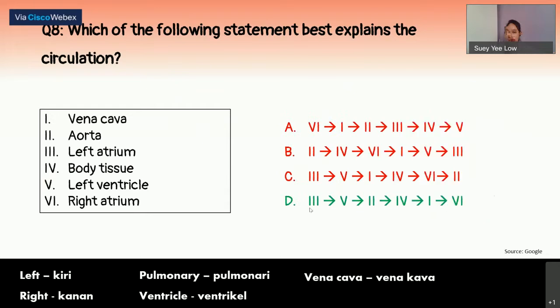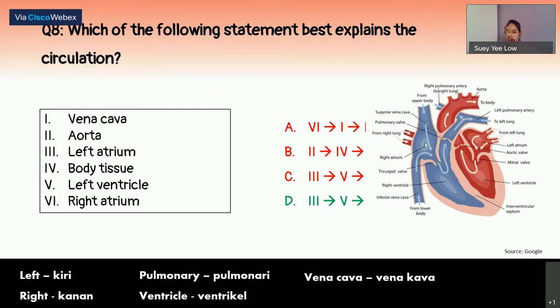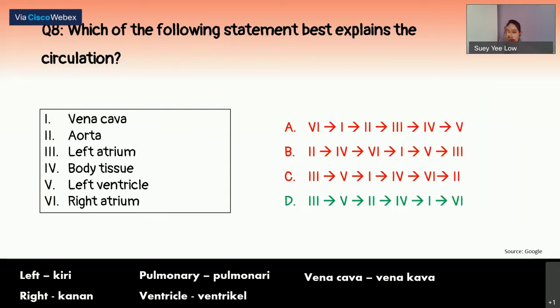So let's see. It says go to left atrium, okay? Then let's see the picture. So we go from left atrium here. Then it comes to left ventricle, for sure is correct, okay? Then later on, it says goes to aorta. Okay, of course, it goes out to the aorta, right? Then what's going on? So next is 4.